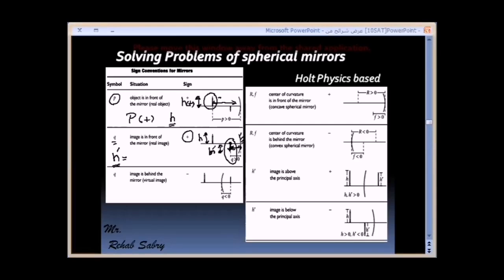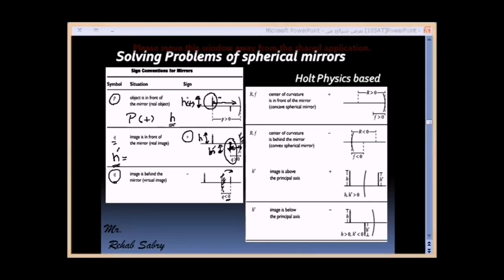Let's continue. Q will be negative here. This is the image, the mirror. If the image is formed behind the mirror, it will be negative. So it will be negative. Give me a moment, please.